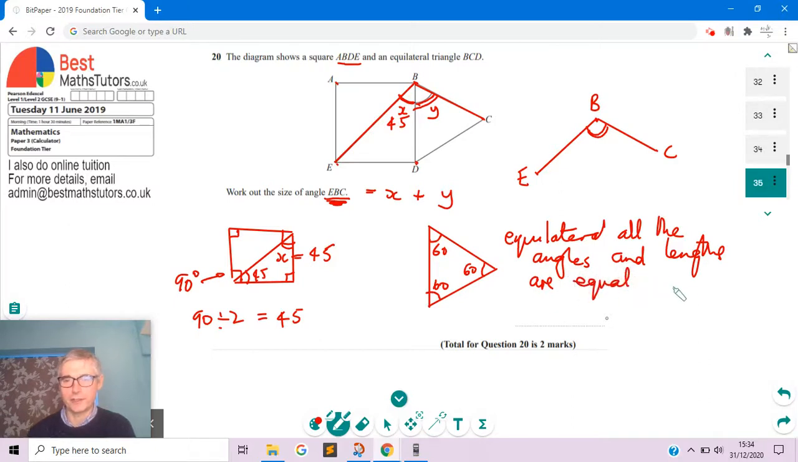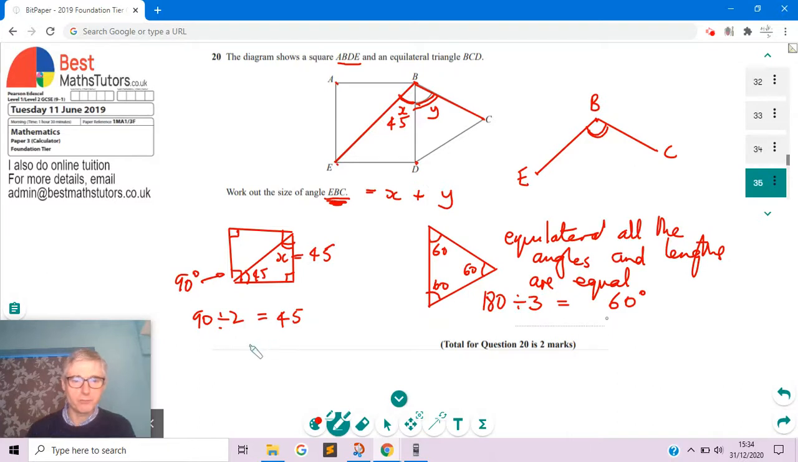So if all the angles and lengths are equal, because we know that the angles in a triangle add up to 180, all these three added up would make 180. Then to find any single one of them, it's just divided by 3 since they're all equal. And 180 divided by 3 is 60. So that's why each one of the angles in an equilateral triangle is 60. It's just 180 divided by 3.